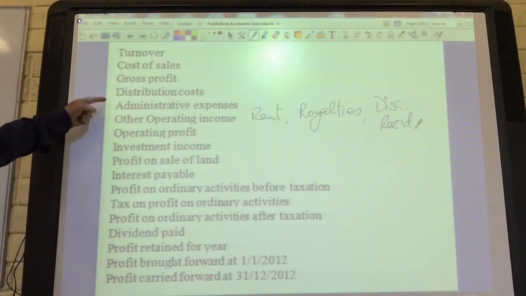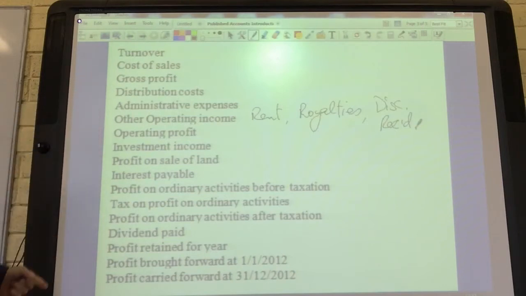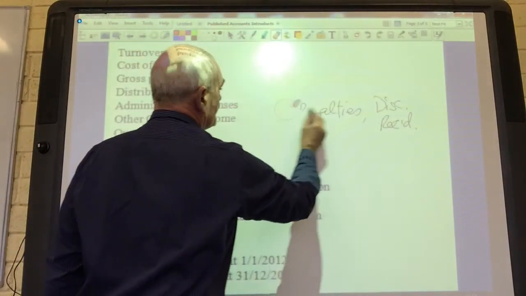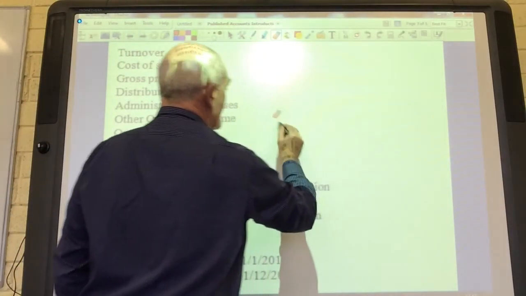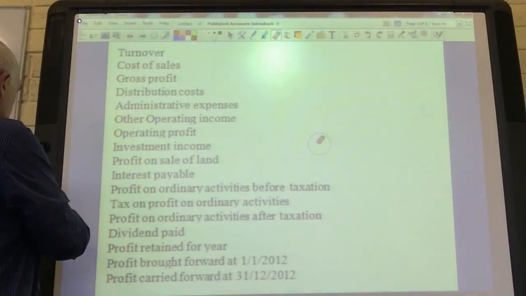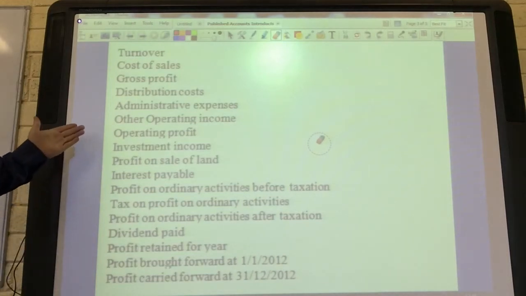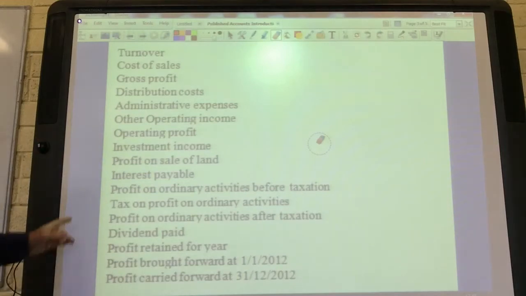So, having subtracted our distribution costs and our administration expenses from gross profit and having added in our other operating income, we get what they're calling operating profit. And then we add in our other ordinary income, like investment income in this question and the profit on sale of land. And then we subtract our interest payable.